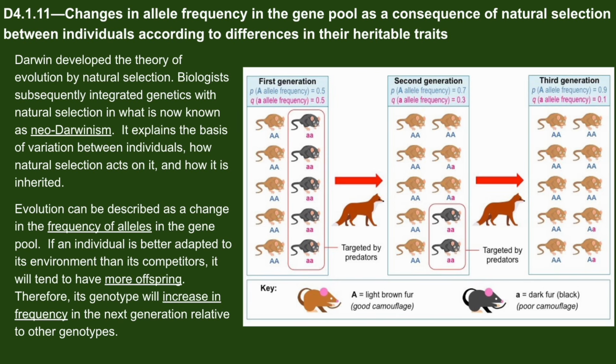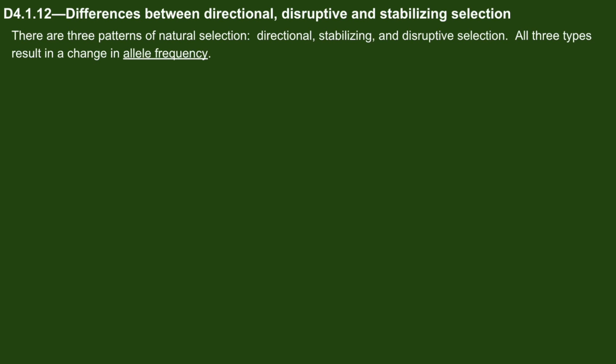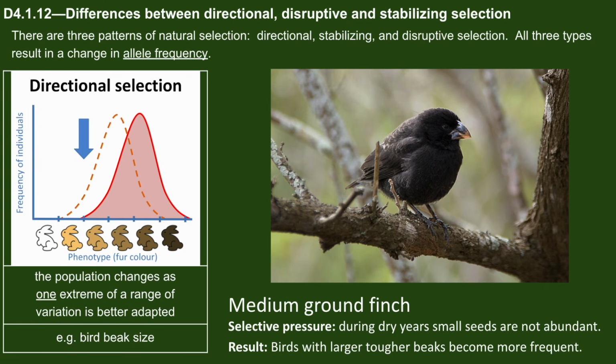Next up, there are 3 patterns of natural selection: directional selection, stabilizing selection, and disruptive selection. All 3 types result in a change in allele frequency. First up, directional selection. This happens when the selection pressure is acting upon one side of a spectrum of traits. The population is going to change as one extreme of a range of variation is better adapted.